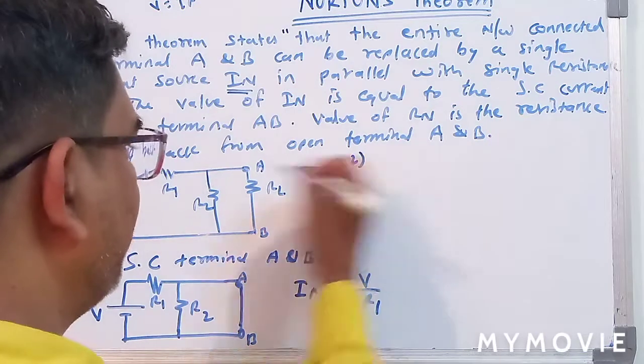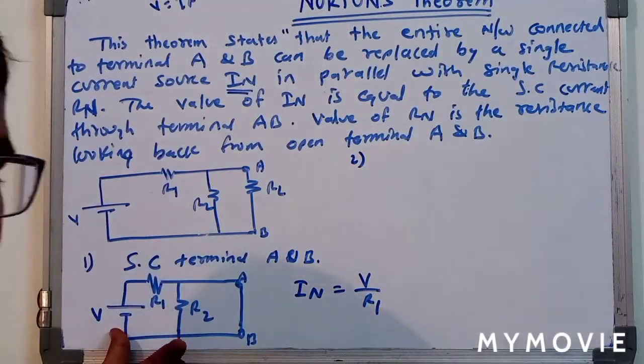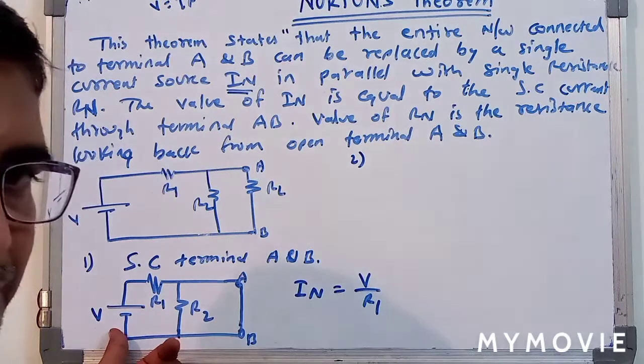Then what will be the second step? Previously, in Thevenin's theorem, we short circuited the voltage source.